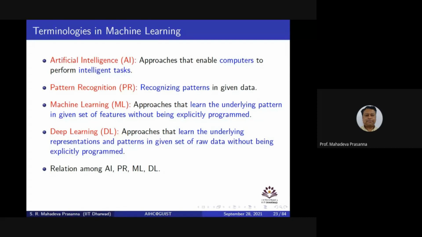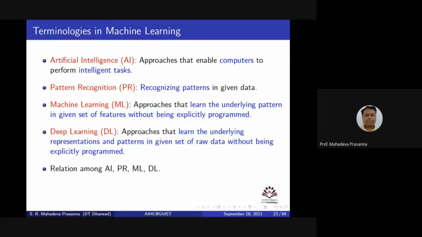For example, when I go for artificial intelligence, the terminology came in the field of computing to emphasize that we are going to develop tools and techniques on a computer that will enable the computers to mimic intelligent tasks.